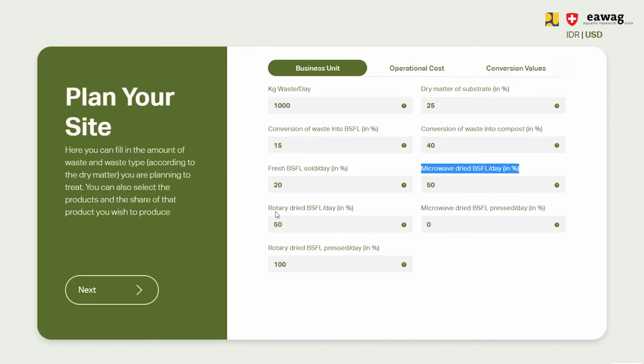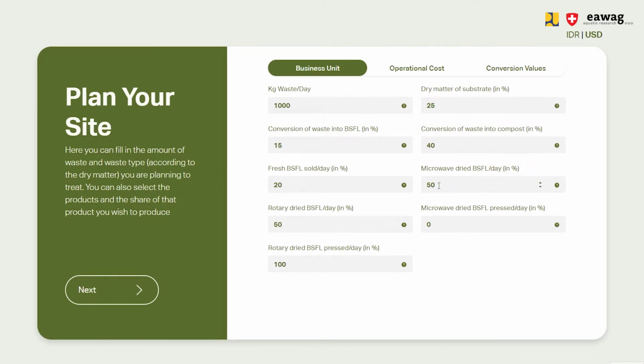The seventh value are the rotary dried BSFL. This is a different technology to dry your black soldier fly larvae, which you've also learned about in the post-processing chapter. Here, as with the microwave dried larvae, 50% is dried using this system, which means another 60 kilograms. You can vary these numbers, meaning that you can decide however you want to dry your larvae.